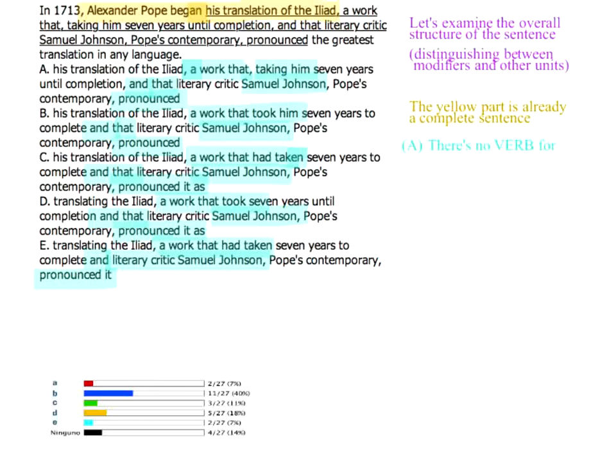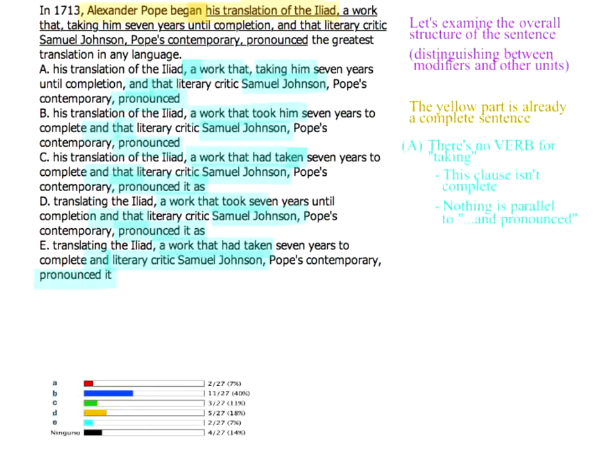So there's no verb for taking, which has actually two sort of insidious results here. The first is that this clause isn't complete, but also there's nothing to be parallel to pronounced. So that's got issues. Any questions about choice A? Go ahead and type them in the text box.